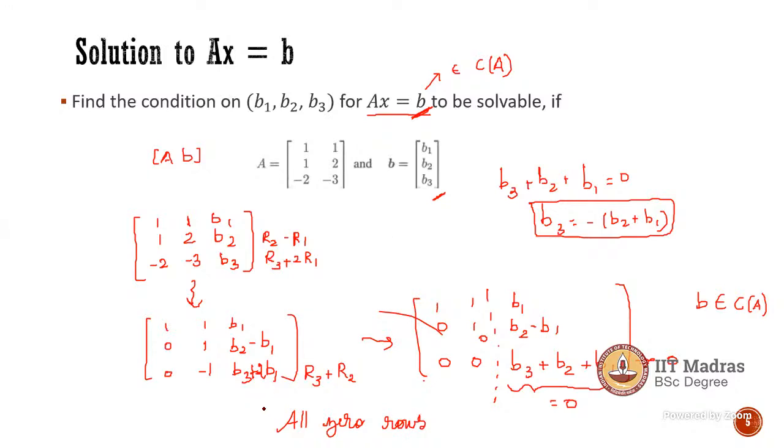You got my point? So all 0 rows is needed for B to be belonging to this column space of A, for this vector to be in the column space of A.